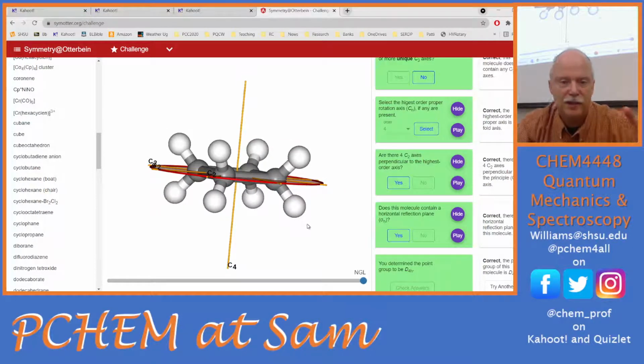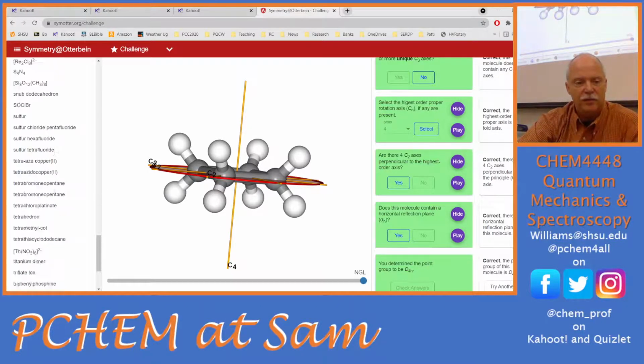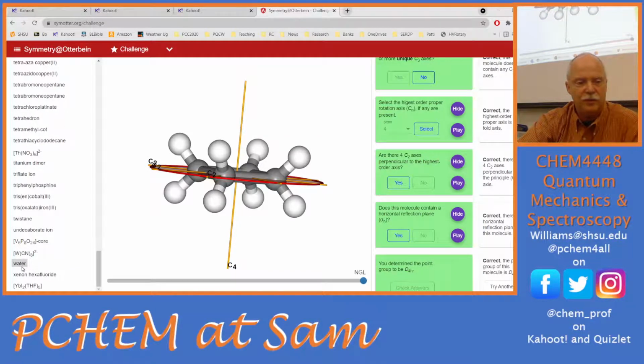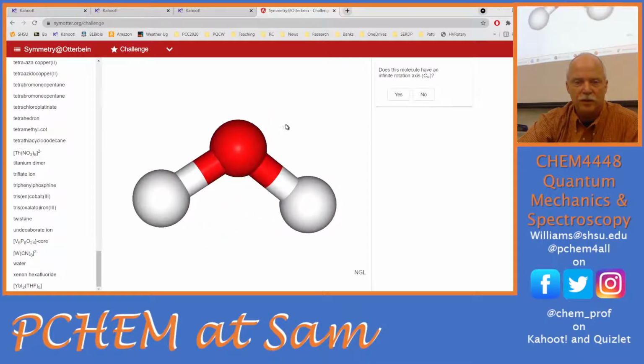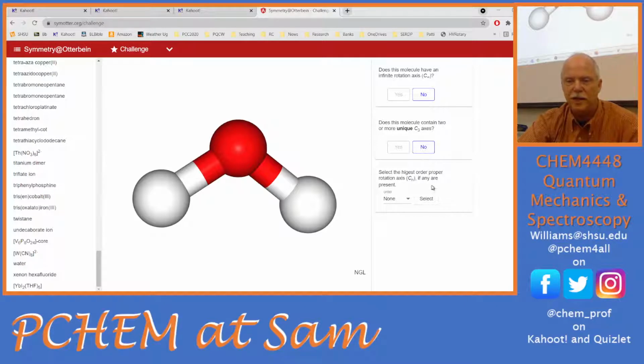So this SymOtter site is for you to practice and get good at identifying symmetry. Way down here is a simple molecule, water. That was one of our test questions. And so, is it linear? No. Does it have a C infinity V axis? No. Are there unique C3 axes? No. Does it have any rotation axis? Yeah, it does. It has a C2 axis, right?